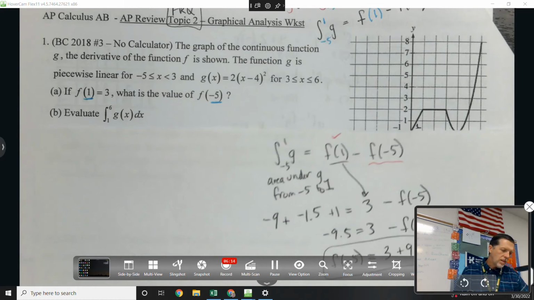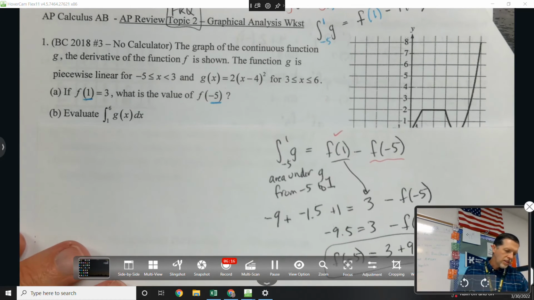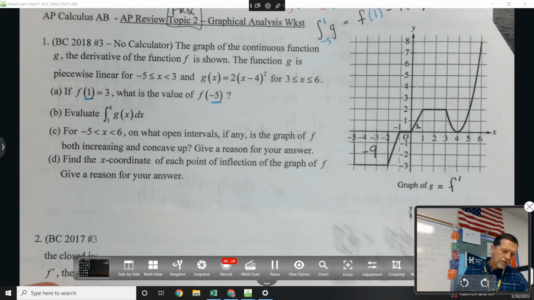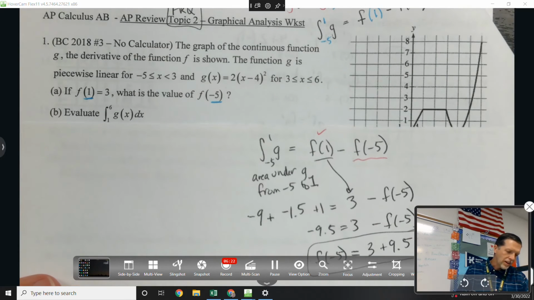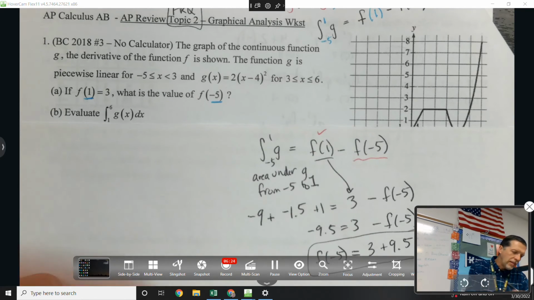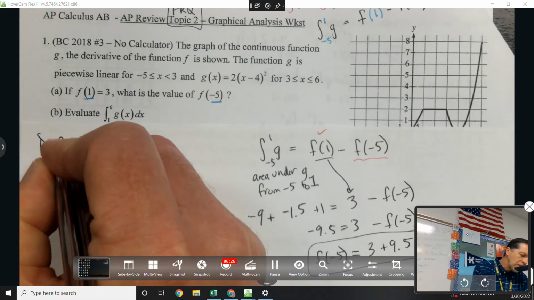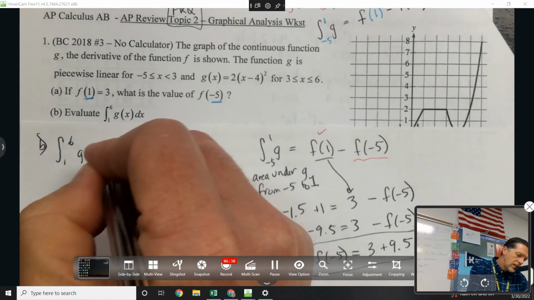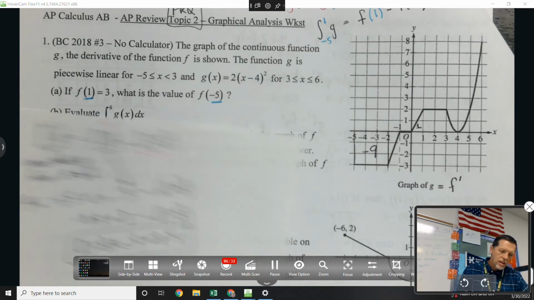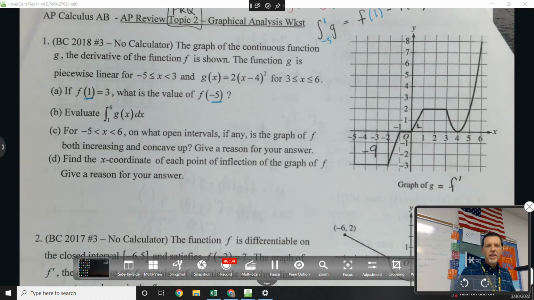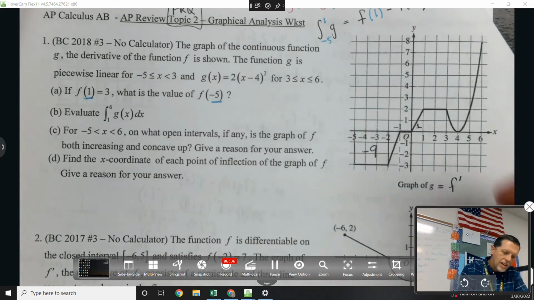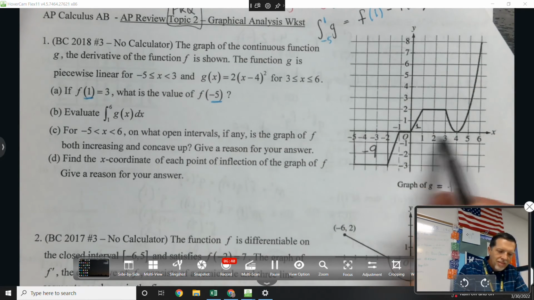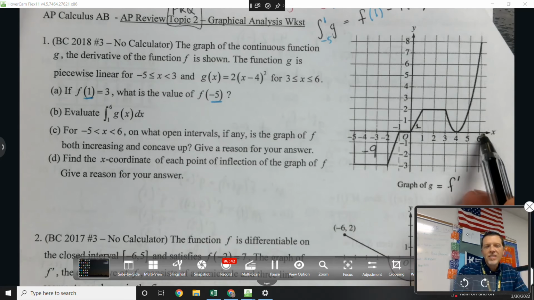Evaluate the integral from 1 to 6 of g of x. Okay, well I feel like we kind of just did part of that, right? No, we did negative 5 to 1. Now we want to go 1 to 6. Uh-oh. How am I going to go from 1 to 6?